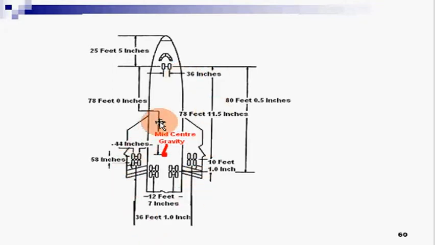This explains the positions. This is the mid center of gravity point, meaning this is the CG of an aircraft.